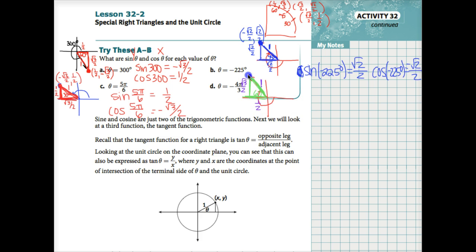When I label the ordered pair, which is on the terminal side of the angle, I went left 1/2 and up radical 3 over 2. So the sine of negative 4 pi over 3 is the y coordinate, which is radical 3 over 2. And the cosine of negative 4 pi over 3 is the x coordinate, which is negative 1/2.